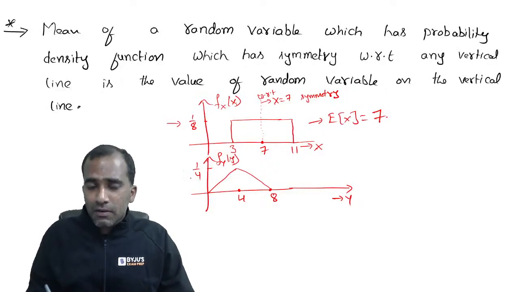Okay, how did I find 1 by 4? Just by finding the area, so that it should be 1. Let us just assume height as b and find the area. Area will be 4b. If you want 4b to be 1, b should be 1 by 4.